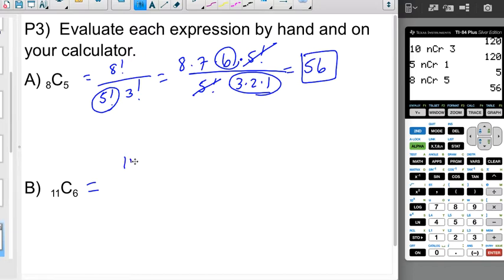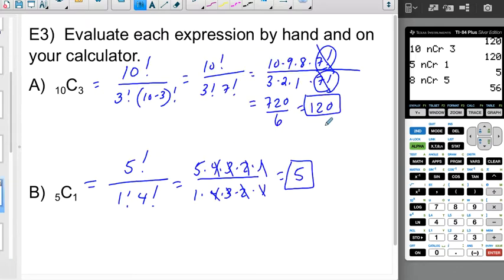11 choose 6 is going to be an 11 factorial over a 5 factorial 6 factorial. Oh, I did that backwards. 6 factorial, 5 factorial, but it doesn't really matter. So r factorial and n minus r factorial. Now this one's going to be a bit of a pain. The closer together the two bottom numbers are, the longer the list of things that you have to cancel.